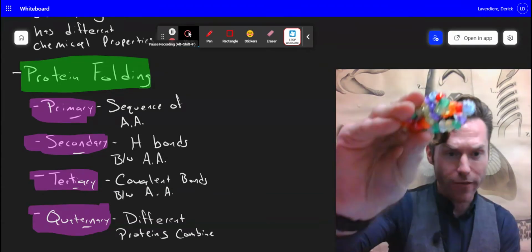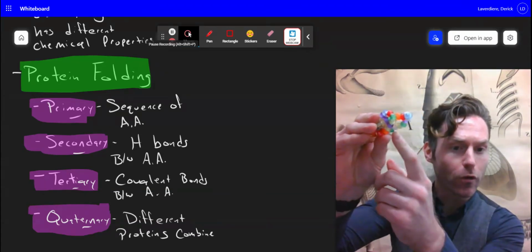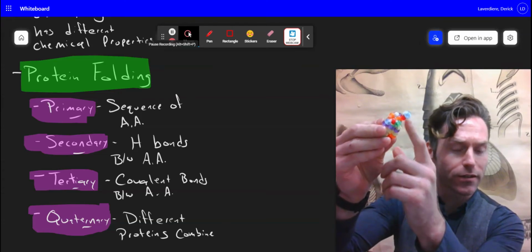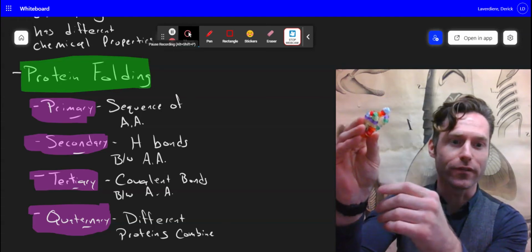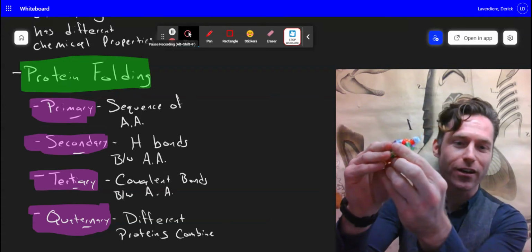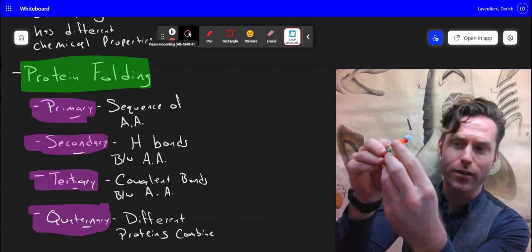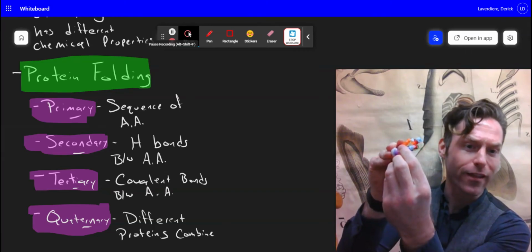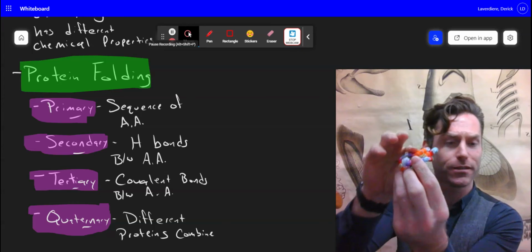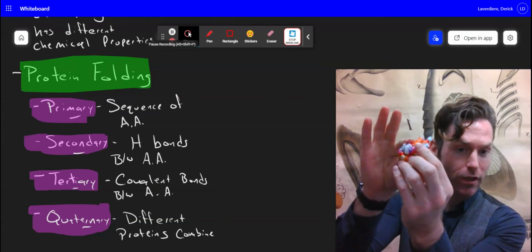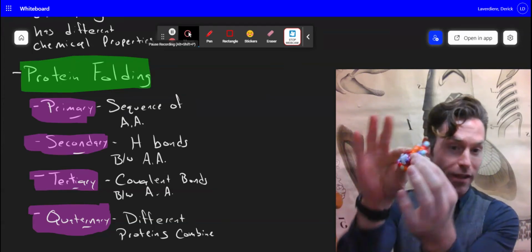Once we have this little ball, some covalent bonds will form between different amino acids in here. There are different kinds of bonds, like disulfide bonds, and they just kind of solidify this shape. Maybe tweak it a little bit like that, but overall it doesn't change the shape very much. And that is one of our proteins. Up through tertiary bonding, that's a protein.